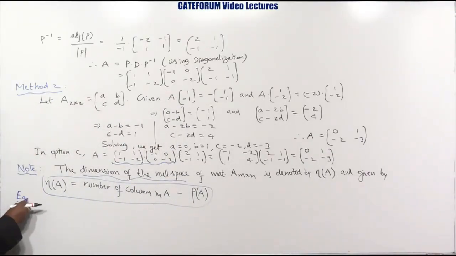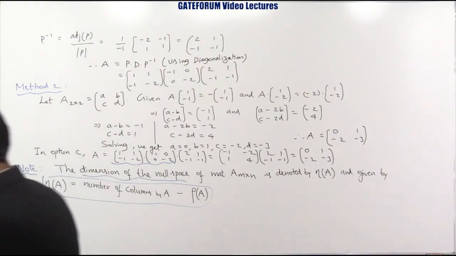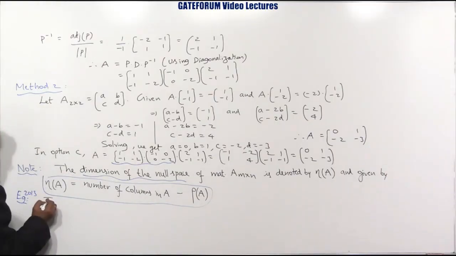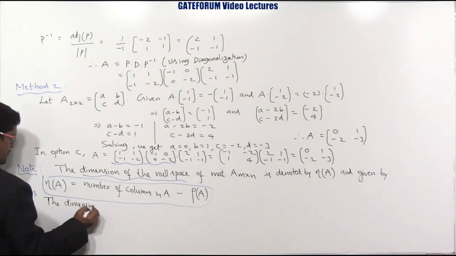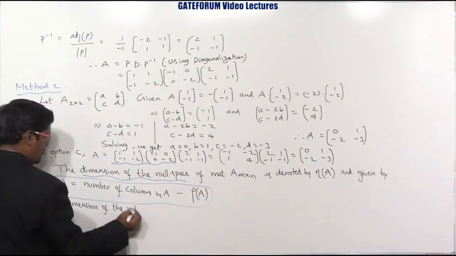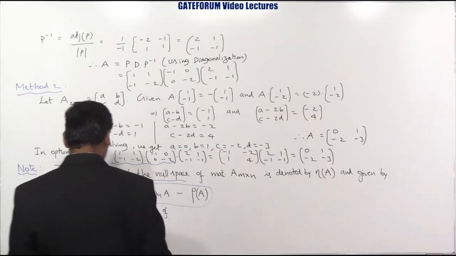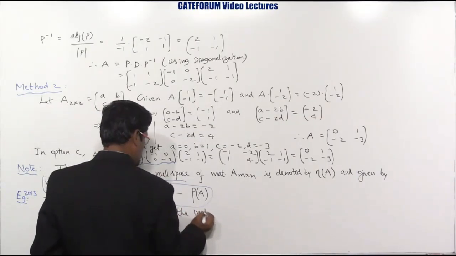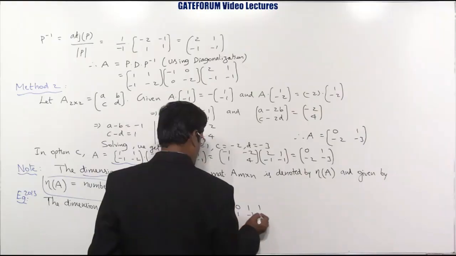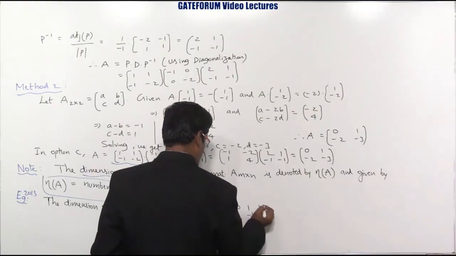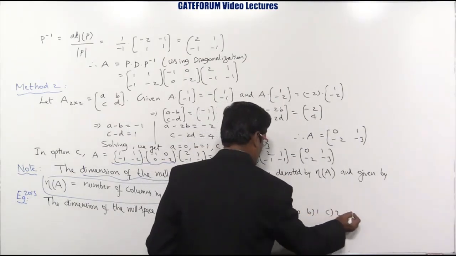Example C, 2013. The dimension of the null space of the matrix A, which is the 3 by 3 matrix 0, 1, 1, 1, minus 1, 0, minus 1, 0, minus 1, is: A 0, B 1, C 2, D 3.